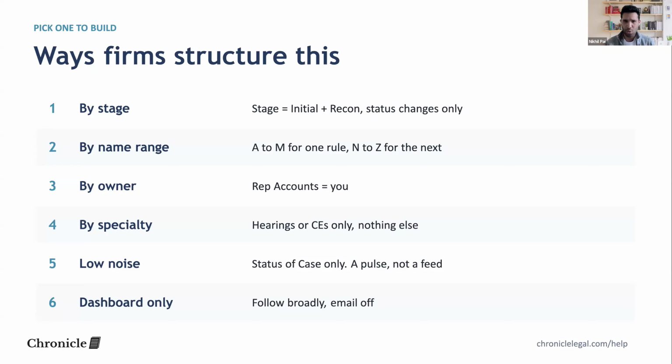Fifth is low noise. Maybe you just want status of case, a quick pulse. You don't need to know about everything. So you can just say, hey, just give me the key things I care about. And then sixth, which is totally valid, is to say, hey, you know what? I want no notifications. I'm going to just use the Chronicle dashboard. That's where I'm going to go. And you can turn off all notifications.